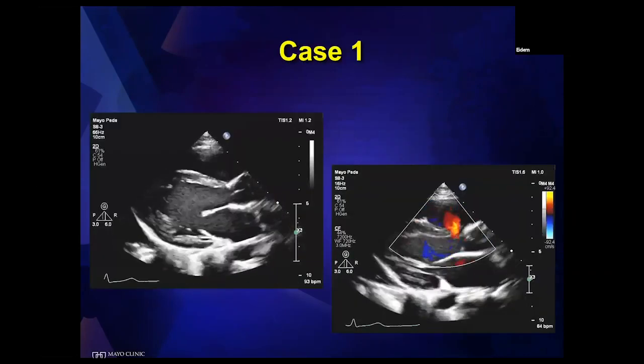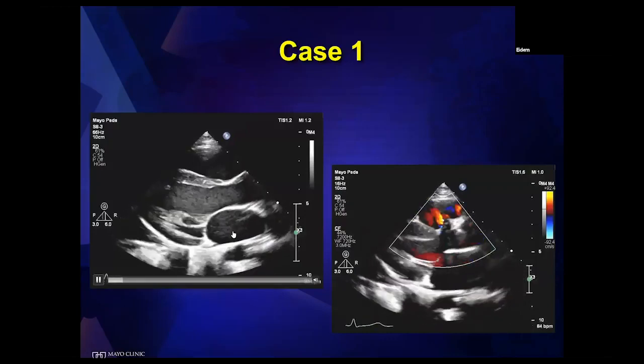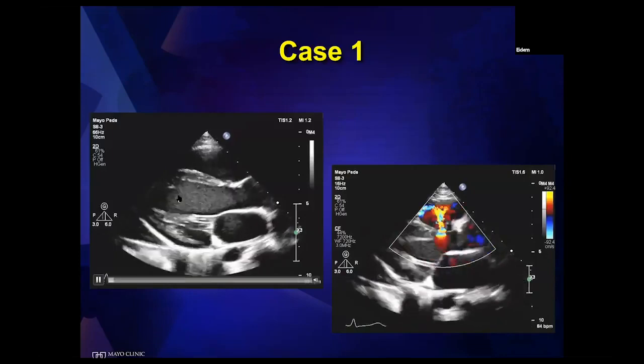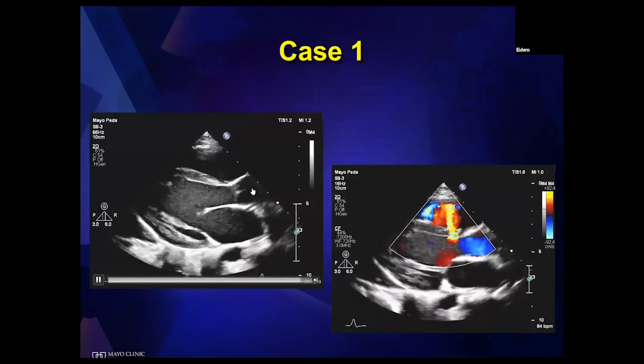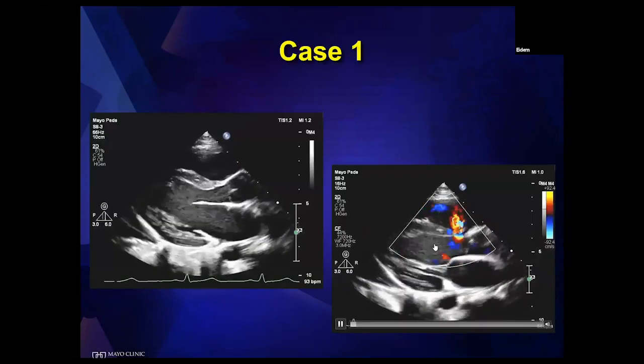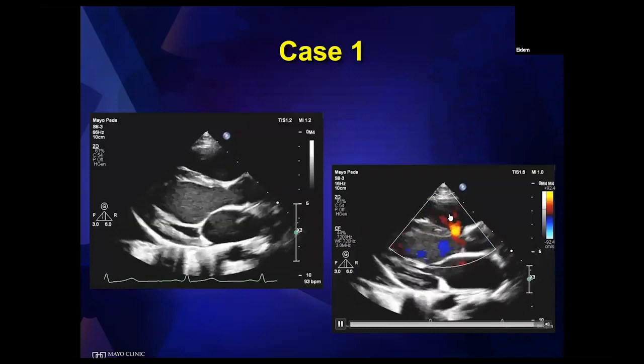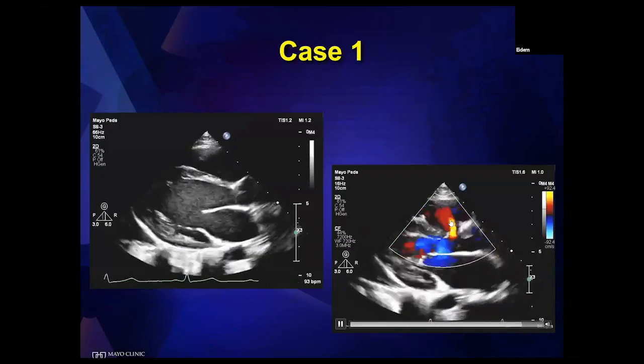So here we see a parasternal long axis imaging plane. Here's the left atrium, the mitral valve, the left ventricle, the left ventricular outflow tract, and the aortic valve. And by color flow Doppler, we see a hole here with a significant left to right shunt indicating the presence of a ventricular septal defect.